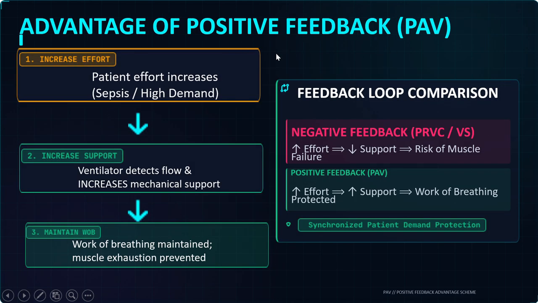Advantage of the positive feedback: as effort increases, support increases. If the patient has increased effort, as in sepsis with high demand, the ventilator detects the flow and increases the mechanical support. It is different from negative feedback. It maintains the work of breathing and prevents muscle exhaustion. Feedback loop comparison: with negative feedback, pressure regulated volume control and volume support, increased effort decreases support, with risk of muscle failure. With positive feedback, increased effort increases support, so the work of breathing is protected, synchronized with patient demand.